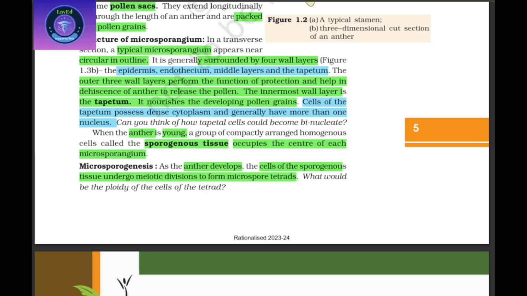I think I have already discussed this. Read the para, make yourself very familiar with the diagram, then come again and study.